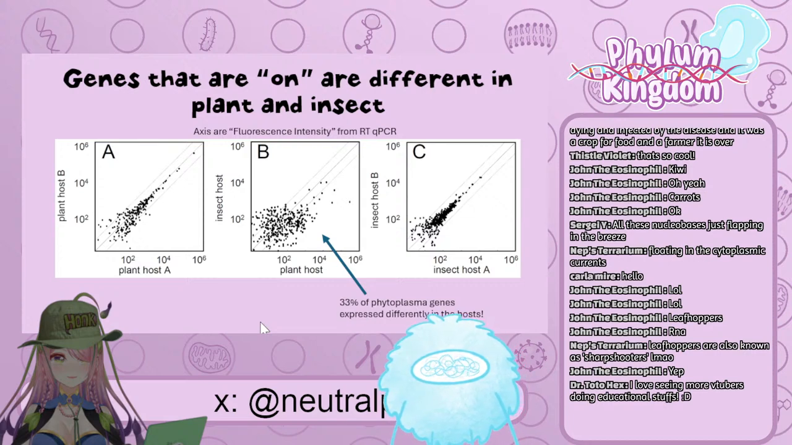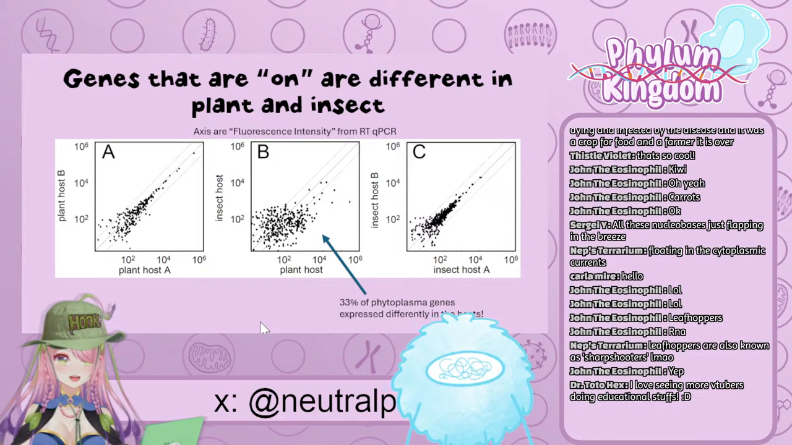Yeah, it's also crazy because if we think about malaria, the jump between mosquito and human, I mean, that's quite big, right? We are quite different from insects, but we're still both animals. The phytoplasma has to jump between a plant and an animal. Those are very, very different environments. So it's very cool to see this differential expression.